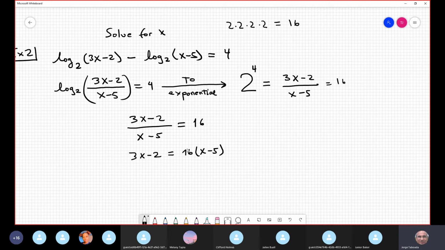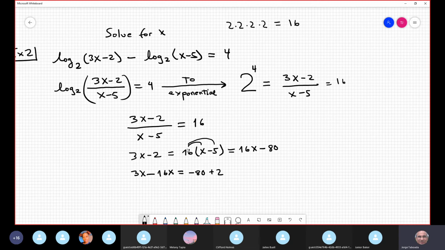Good. So I have the equation in only one line. Now distribute. This is 16x minus 80. It's 80, huh? Yeah, it's 80. 16 times 5 is 80. Okay. Now, what should I do? Well, I move the variable to one side, the number to the other side. There are many ways to do that. However, 3x stays here. Why not? Bring down minus 16x. I move 16x, which is located on the right-hand side, to the left, equals minus 80 plus 2.